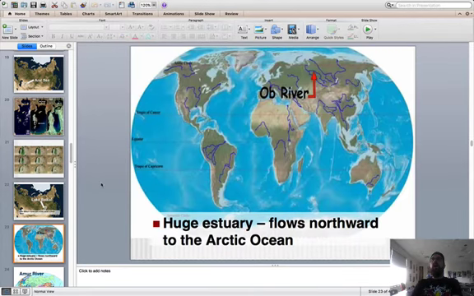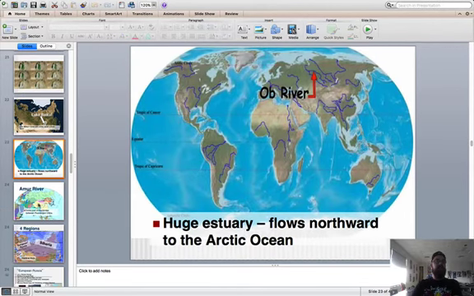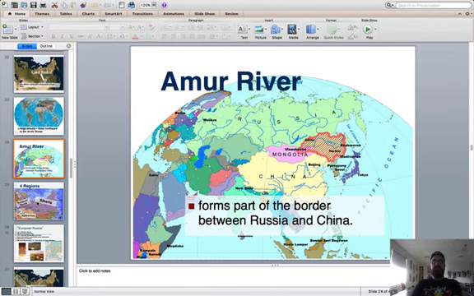All right, then you got the Ob River. Basically, this is in Siberia and it flows north into the Arctic Ocean, but this is the drainage basin for the Ob, so it's the largest drainage basin in Russia. All right, and then you also have the Amur River, which is the border with China.